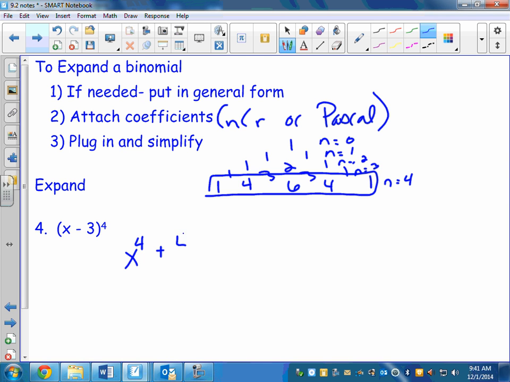I can say then the 4 goes next, the x goes down by 1, and now I have a y. Because remember, every time it has to add up to n, so it has to add up to 4. So I know that that's right. Then I can say 6, because that's the next coefficient. And if the x goes down by 1, then now I need 2 y's, because that adds up to 4. And then 4, x goes down by 1, y goes up by 1, still adds up to 4. And then the last one is y to the 4th. And yes, it's okay if you put 1 y to the 4th, but I'm just not going to.